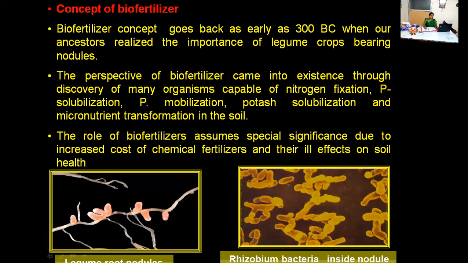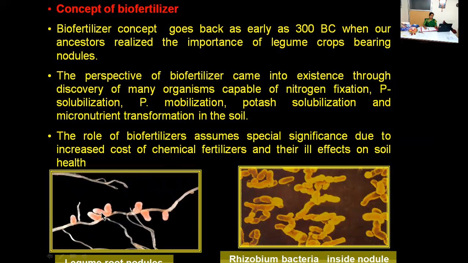or nitrogen fixing condition, phosphate solubilization, phosphate mobilization, then potassium solubilization, and micronutrient transformation in the soil. The role of biofertilizers assumes special significance due to increased cost of chemical fertilizers and their ill effects on soil health. In the first picture you could see here, this is the root, and to the root you can see the legume, that is the root nodules.